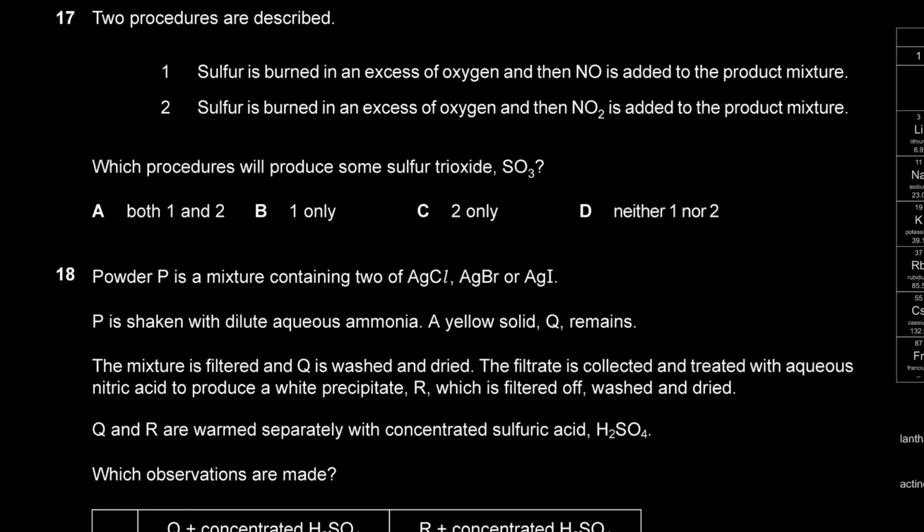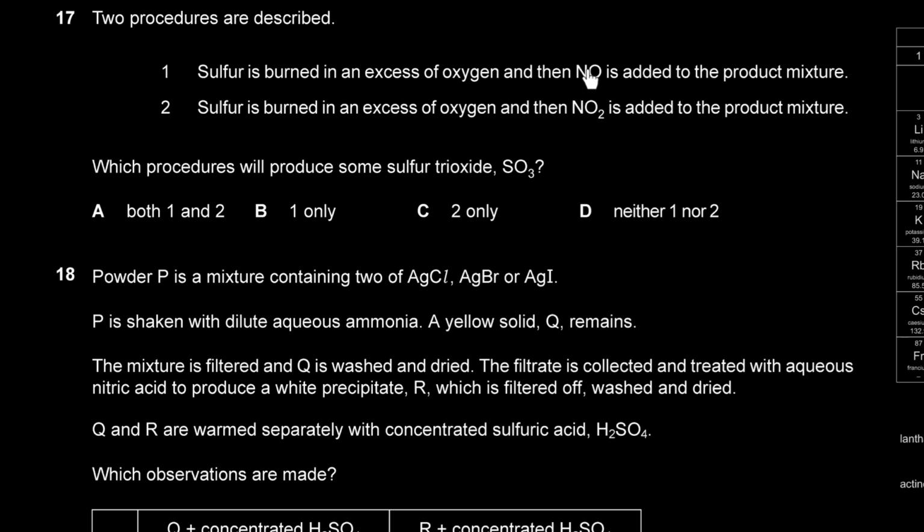Two procedures are described. Statement 1: sulfur is burned in an excess of oxygen, and then nitrogen monoxide is added to the product mixture. Statement 2: sulfur is burned in an excess of oxygen, and then nitrogen dioxide is added to the product mixture. Which procedures will produce some sulfur trioxide?